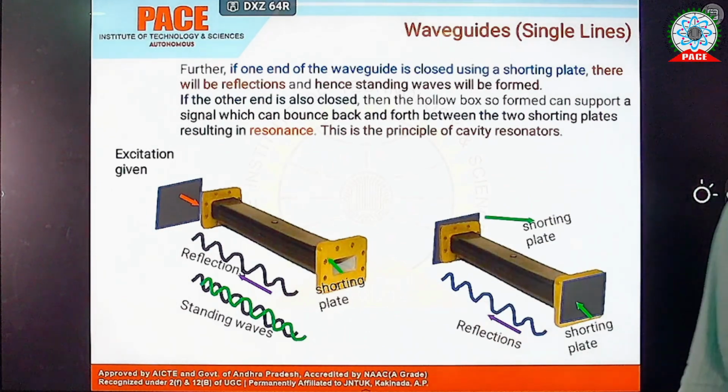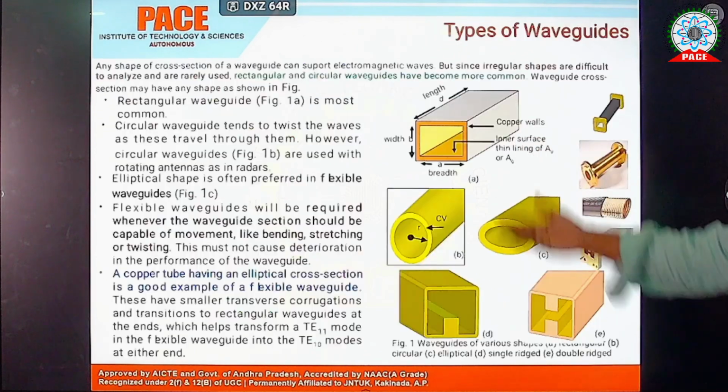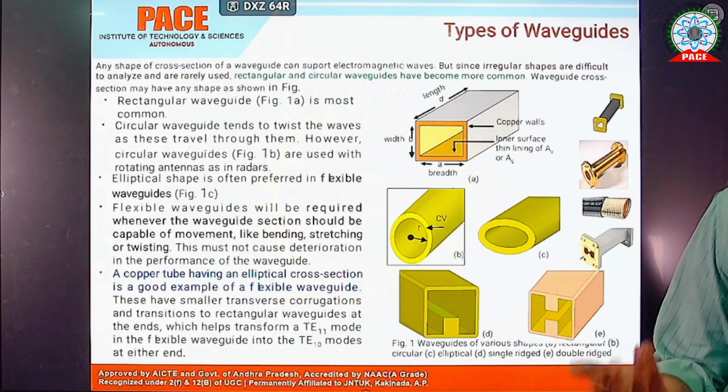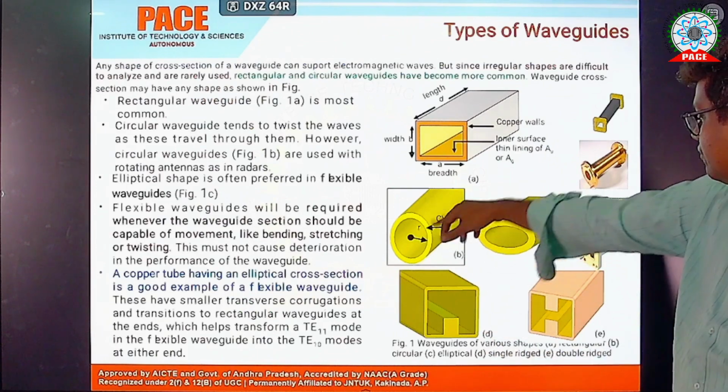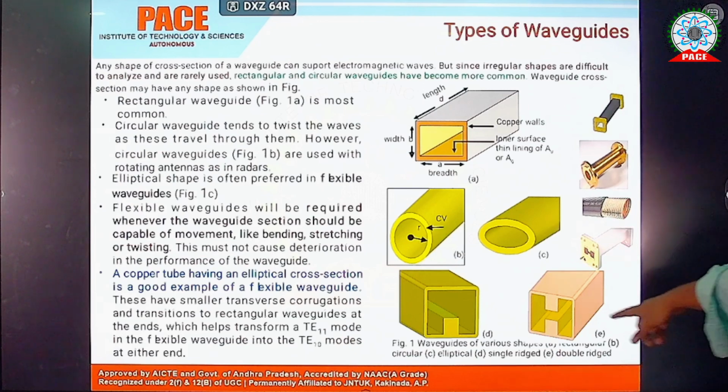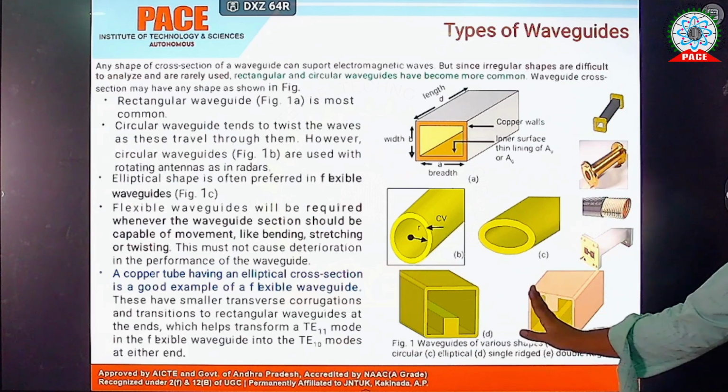Not only this, there are some other feeding techniques. There are some other types of waveguides. These are some circular waveguides, single ridge, and this is a double ridge. You can see how it is divided.